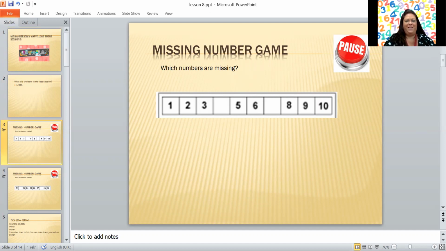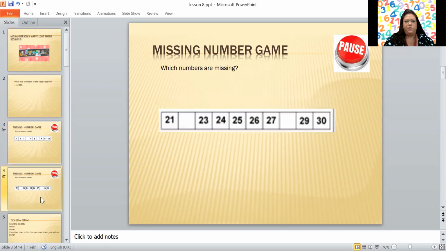Hello, welcome back. So what numbers were missing? We've got 1, we've got 2, we've got 3. So what number came there? 4, that's right. Then we've got 5, 6. What number should be there? 7, brilliant. And then 8, 9, and 10.